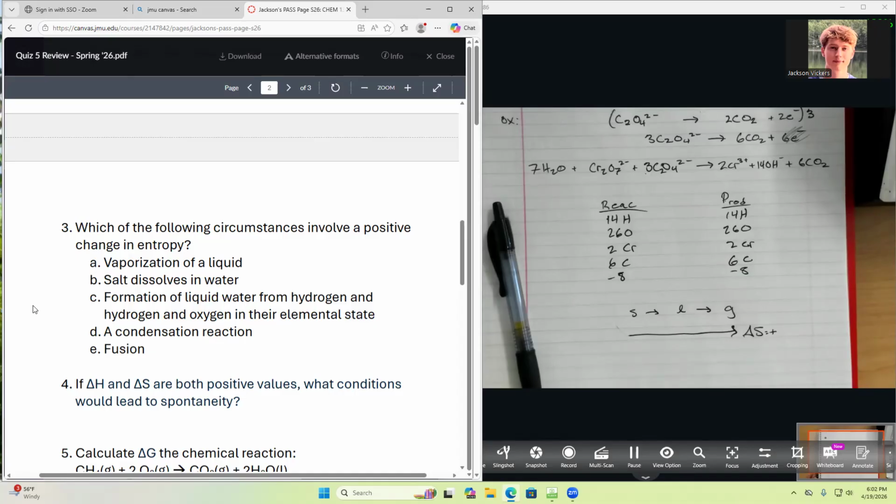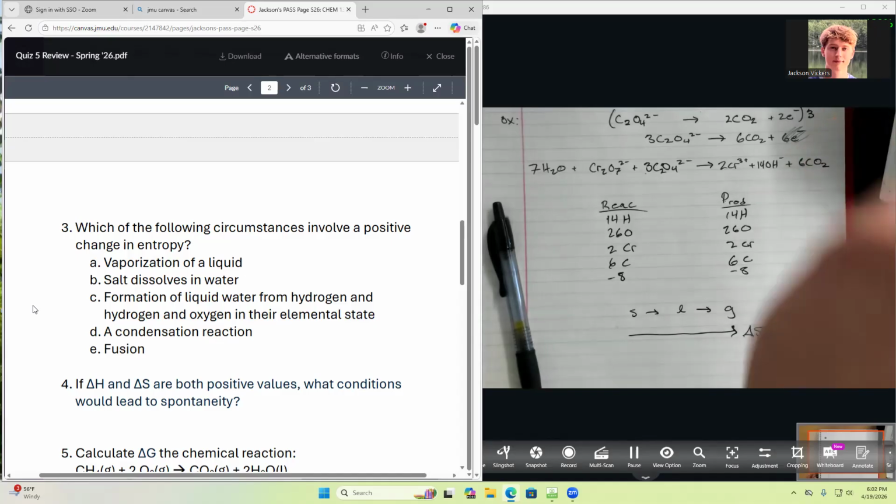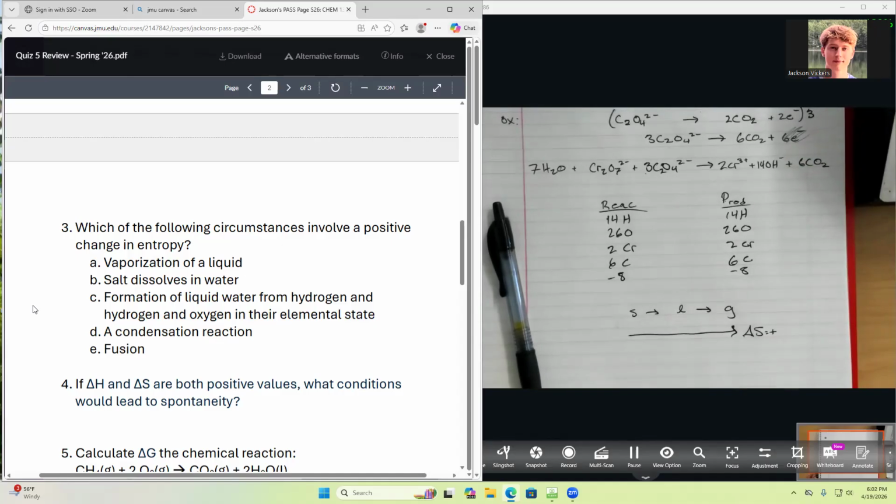How about the next one? Formation of liquid water from hydrogen and oxygen in their elemental states. This one is really kind of an annoying way of wording it. So I'm sorry. But in their elemental states, does anyone remember what hydrogen and oxygen are? What phase of matter that is? Gas. Yep. So this is a really annoying way of me asking if something's going from a gas to a liquid. Would it be a positive or negative delta S? Negative. Yep. There you go.